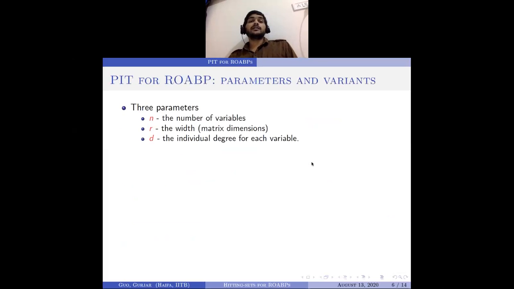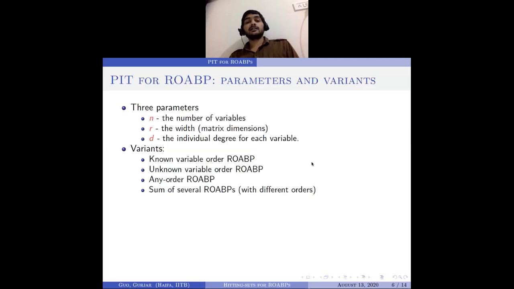When we discuss PIT for ROABPs, there are some parameters which are involved, and there are some variants of ROABPs which we need to discuss. So what are the parameters? We have seen them already. n is the number of variables, r is the width, and d is the individual degree for each variable in these matrices. Width is the matrix dimension, which is r.